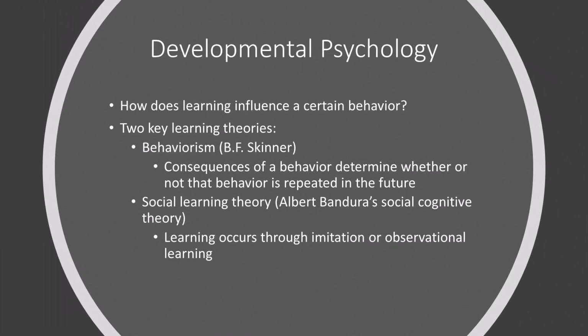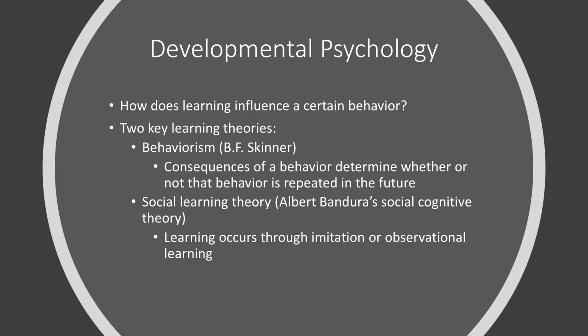Another couple of theorists that were instrumental were B.F. Skinner, who was a behaviorist. And he really said that behavior was a function of its consequences. So depending on the outcome of a behavior, that would determine if the behavior occurs or is stopped. And another theorist that was instrumental for developmental psychologists was Albert Bandura and his social learning theory, or what it later became, the social cognitive theory of learning.